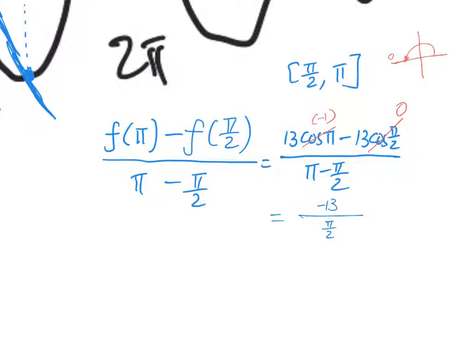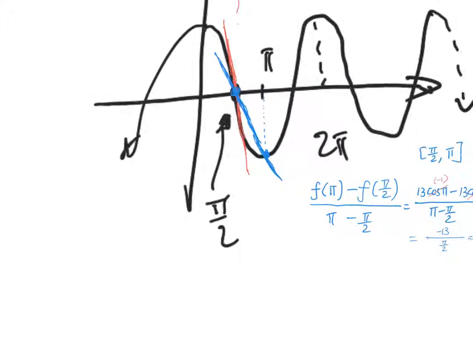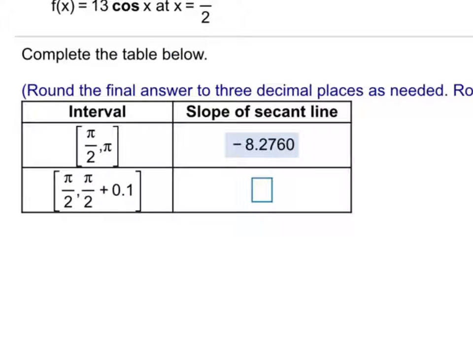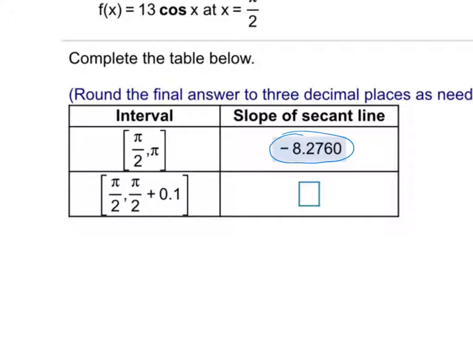If you use your calculator, this is about, let me see, -8.2760, because it asks for 4 decimal places. So this is my answer for my first one. That's how I get to my -8.2760.